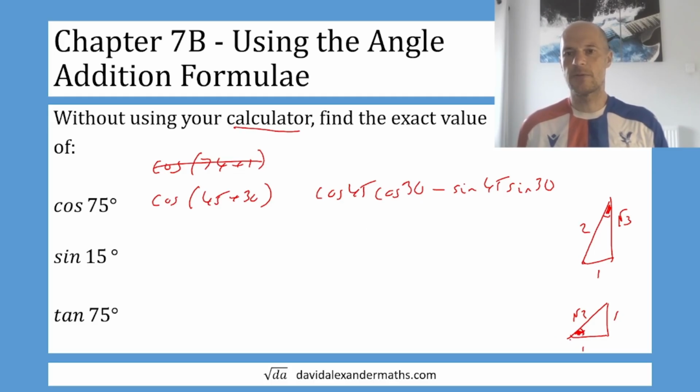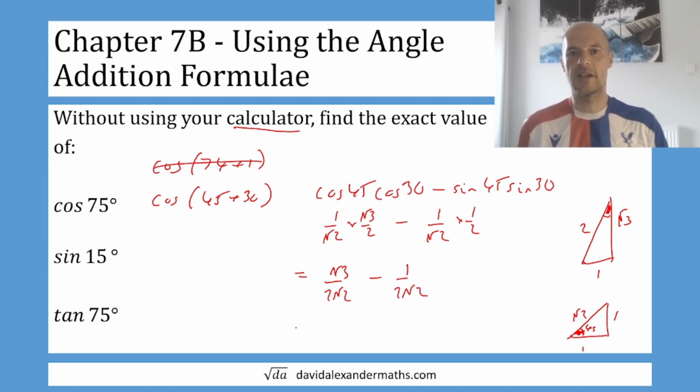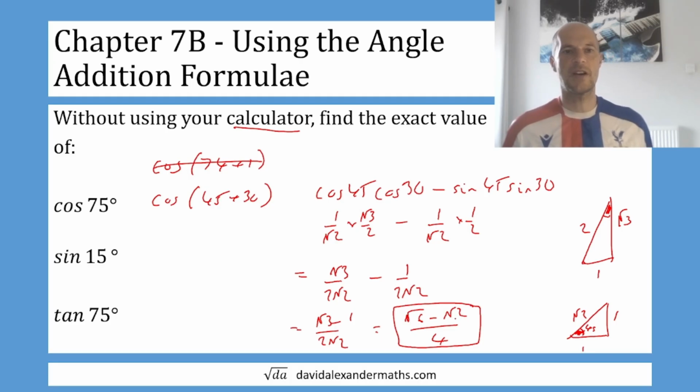Right, so the cos of 45, here's my 45-degree angle here. That is 1 over root 2. So that's 1 over root 2 multiplied by the cos of 30, which is root 3 over 2. Take away the sine of 45, which is also 1 over root 2, and the sine of 30 is 1/2. So what we get is root 3 over 2 root 2, take away 1 over 2 root 2, in other words, root 3 minus 1 over 2 root 2, and by rationalising the denominator we can turn it into root 6, take away root 2, all over 4. So that is the exact value of the cos of 75.